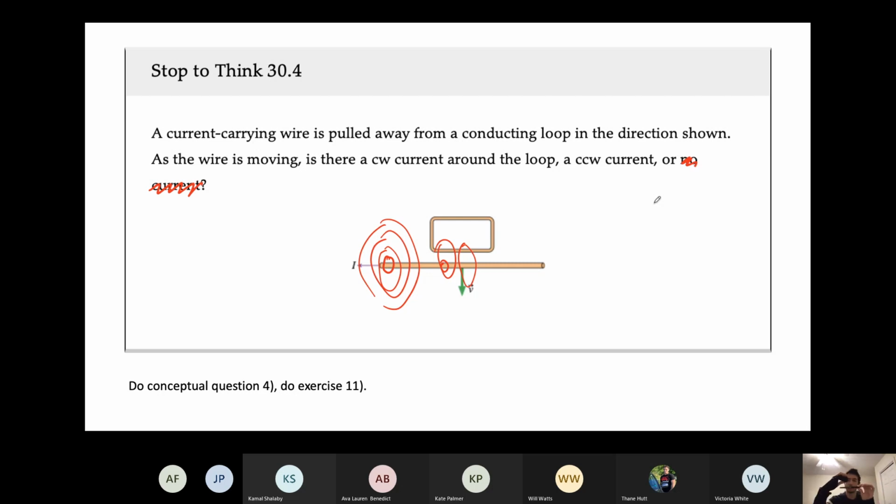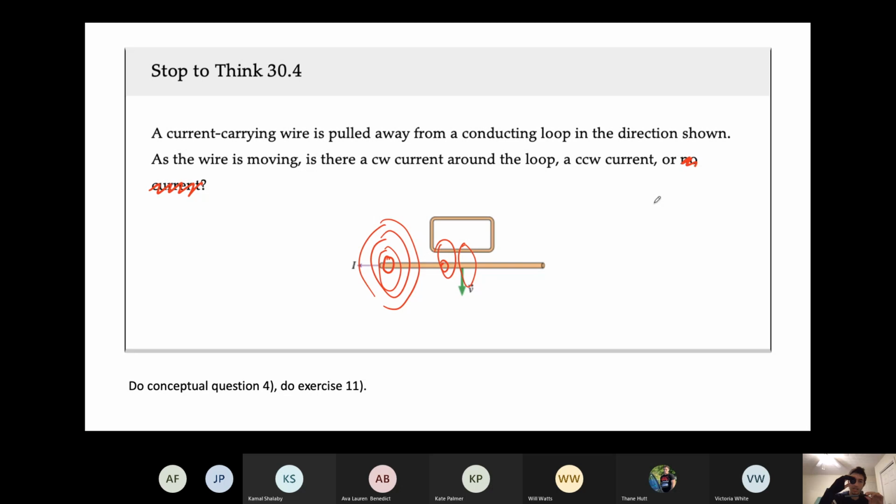So if the wire in the beginning was so close to the loop, as it is getting further away, the magnetic field the loop is experiencing is decreasing. So there's a change in the magnetic field for the loop. And if there's a change in the magnetic field, that means there's a change in the flux. The flux used to be really high, but now it's decreasing. So there's a change in the flux. Any change in the flux, the system doesn't like that.